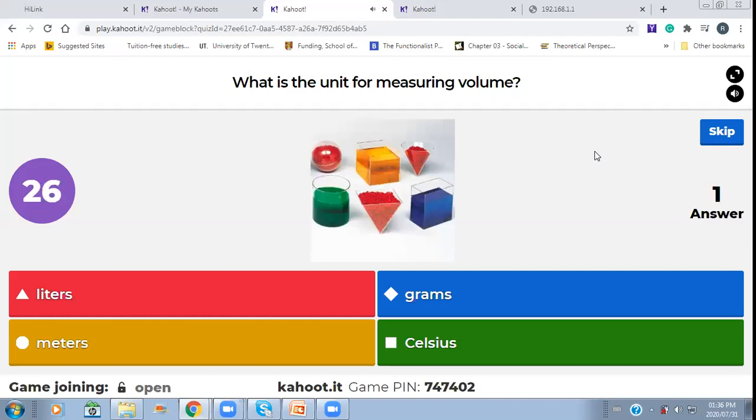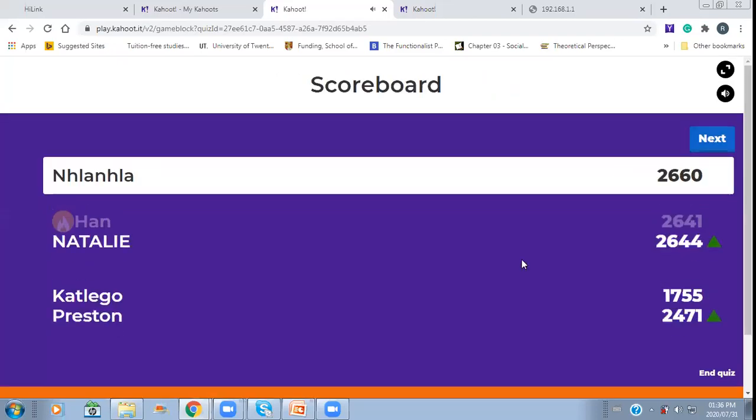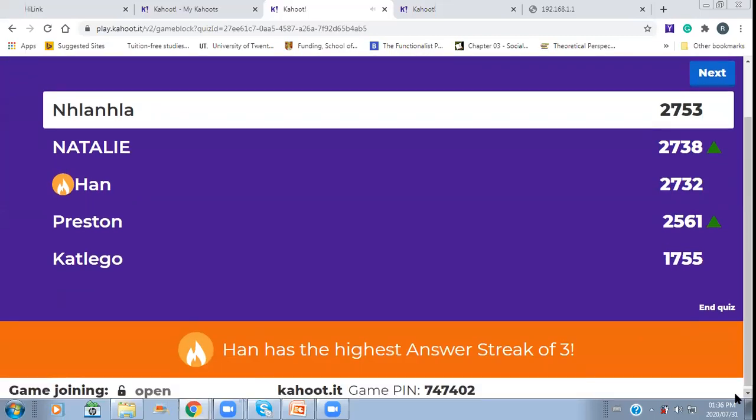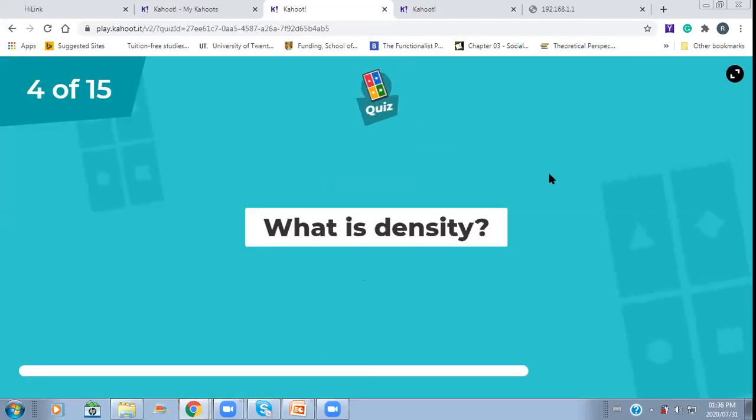Is it liters? Is it grams? Is it meters? Is it Celsius? Perfect, it's liters. All of you got that fast, but five of you. Atlanta, and then Han has the highest answer streak of three, meaning Han answered three questions correctly in a row.